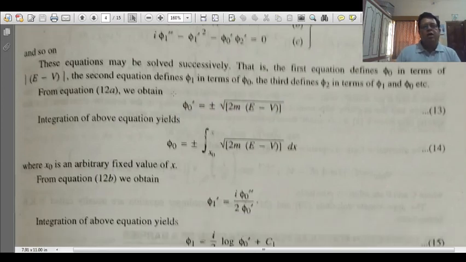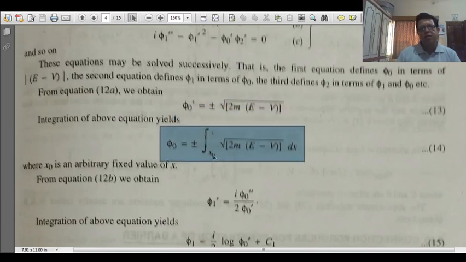Now integrate both sides. Integration of the above equation gives this equation, and the integration limits are x0 to x, with plus minus. Here x0 is an arbitrary fixed value of x.